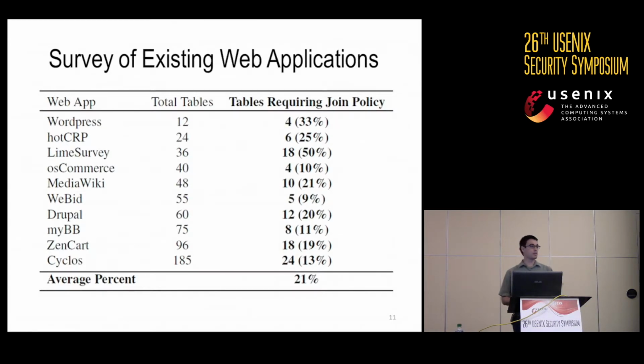So we thought maybe the reason that the application-based solutions didn't really care too much about this was because these join queries don't really happen very often in practice. So what we first did was we got 9 open source web applications of varying sizes and varying areas, and we enumerated how many of those tables would require a join policy, either based on the documentation or the implied schema.